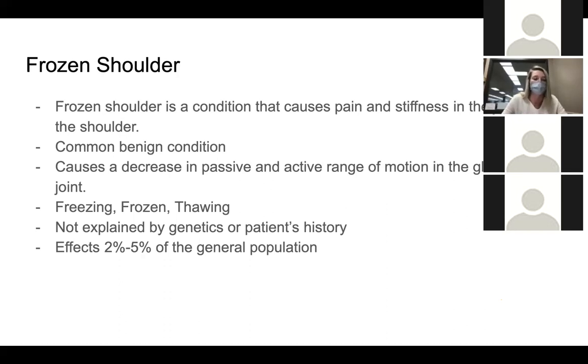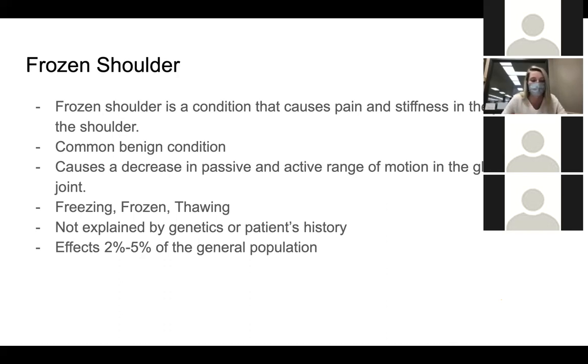And then the last stage is the thawing stage. This is where you begin to feel some relief. It is also very gradual. It's not going to happen quickly. So it's the opposite of freezing. So freezing, like I said, is a gradual increase in pain, and then thawing will be a gradual decrease in pain.